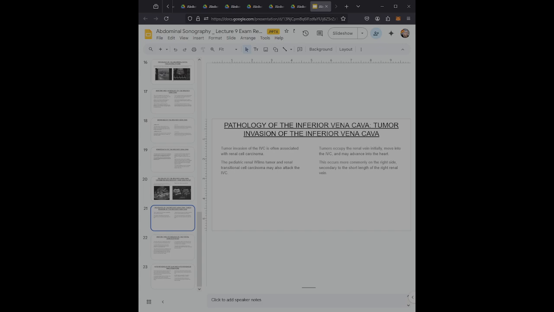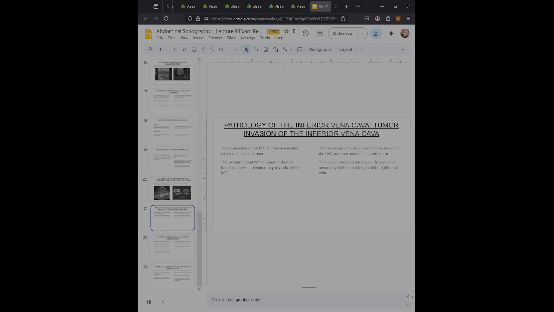Tumor invasion of the IVC. The IVC is the largest vein in the body, and it is created by the union of the common iliac veins. Now the IVC has 3 layers: the tunica intima, tunica media, and tunica adventitia. It has a small amount of smooth muscle, and it travels superiorly through the abdomen. It is considered retroperitoneal and is located anterior to the spine, and it is right lateral to the abdominal aorta.